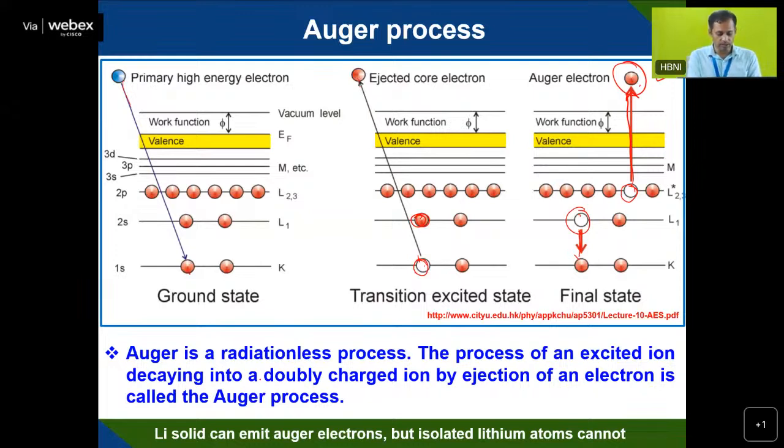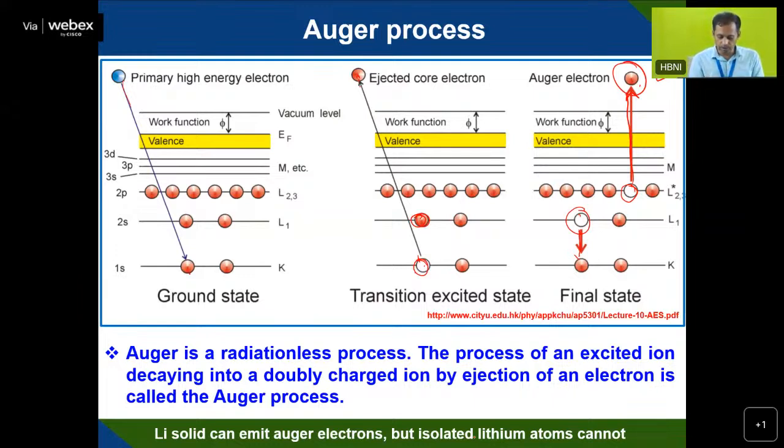So Auger electron emission is a radiationless process, and this process of an excited ion decaying into a doubly charged ion by ejection of an electron is called the Auger electron process. So here only doubly charged ions are generated because of this. But you know that since the 2-electron, 3-electron process is involved here, one electron is coming out here, another electron is coming out here. So it's a total 3-electron process.